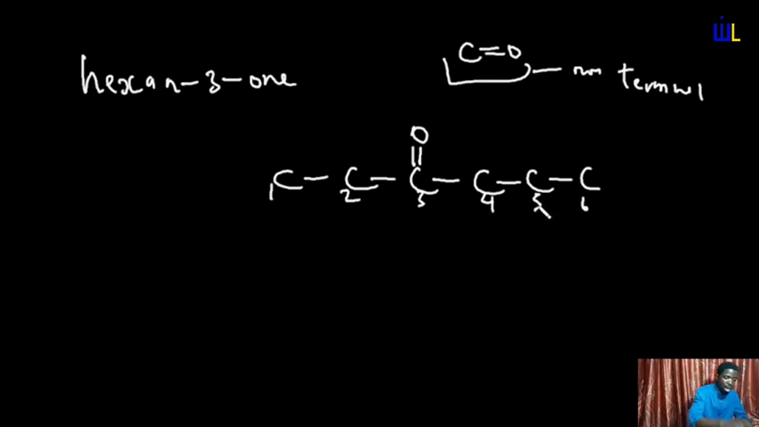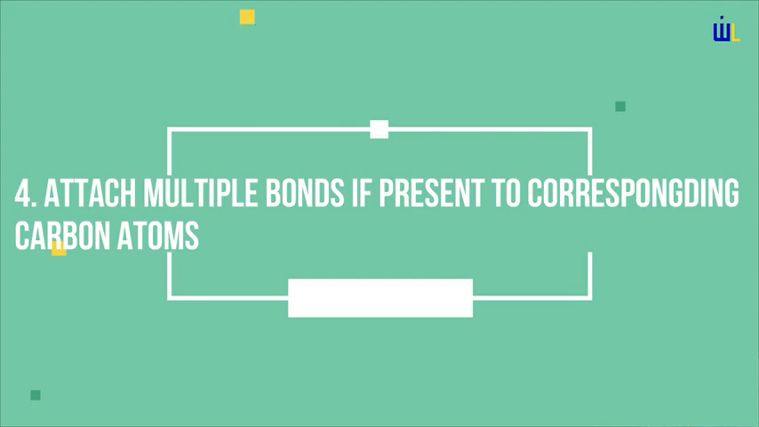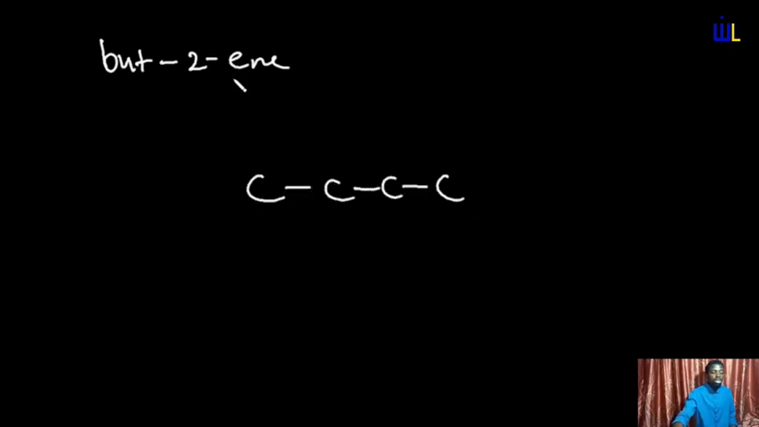Okay, so with that said, we can go to the next rule, which is rule number 4. Rule number 4 simply states that we should attach multiple bonds, if present, to corresponding carbon atoms. So imagine, for instance, they said we should write out the structure of but-2-ene. Quite simple. First, but represents 4 carbon atoms, and when you see the suffix "ene", they're talking about an alkene, which is characterized by the presence of a double bond. So this 2 here is simply trying to tell us where the double bond is.